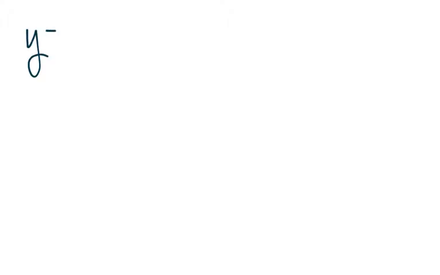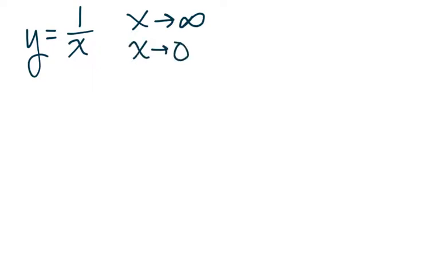In particular, I'm concerned about what happens to y equals 1 over x in two different scenarios. One scenario being as x goes off to infinity, either positive or negative, and then what happens as x gets close to 0. Now, we can't plug in 0 for x, because then we'd be dividing by 0, and that's bad news. But we also can't plug in either positive or negative infinity for x, because positive and negative infinity are not numbers, they're just ideas.